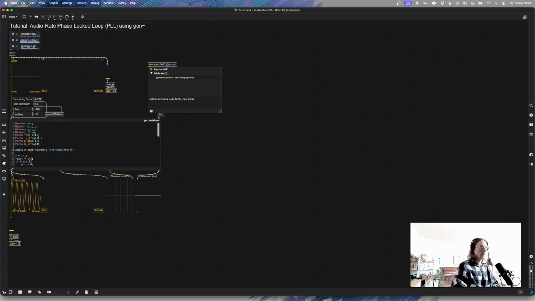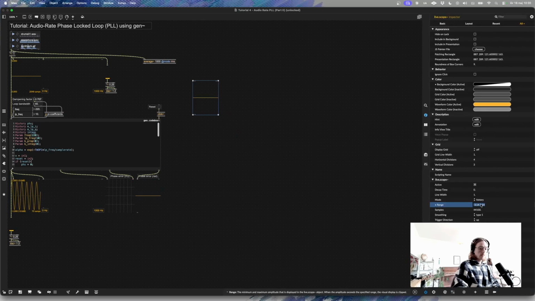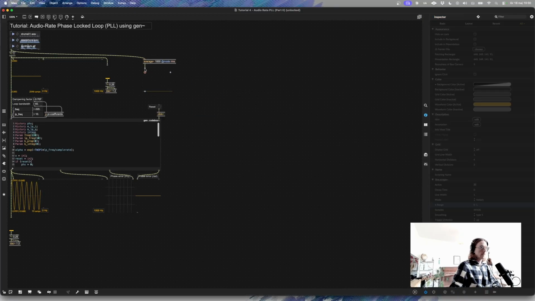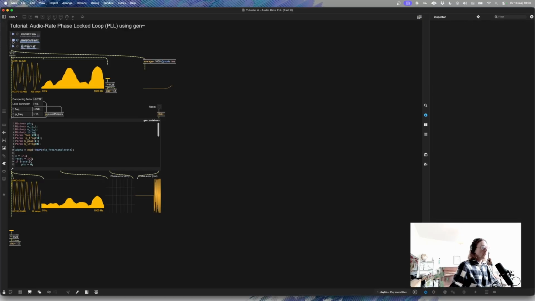And then we have a mode, and now let's use root mean square averaging. So if our input goes here, we can create a scope with the range 0 to 1 and see that now we have kind of envelope tracking.